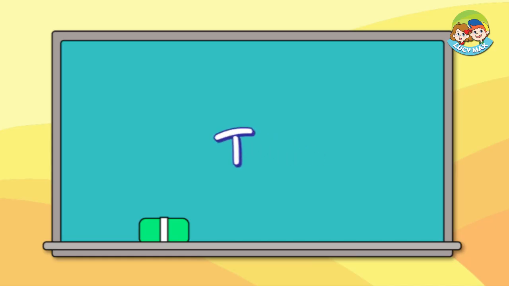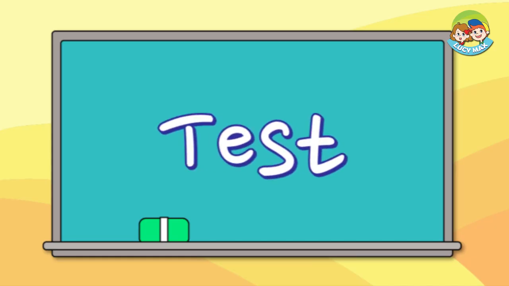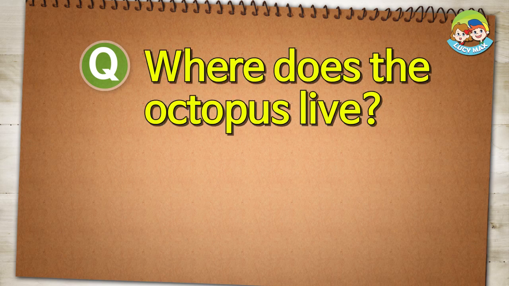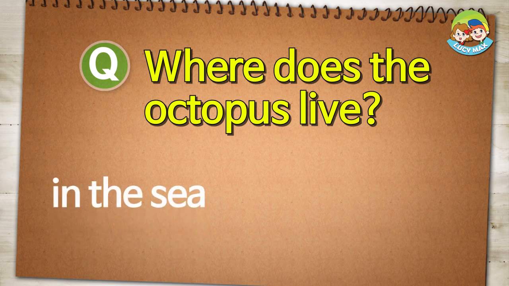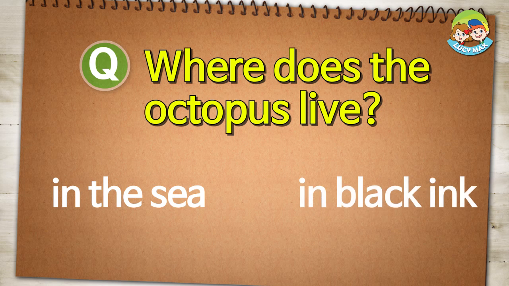Now you will take one more quiz. This will show your understanding of the reading. Let's begin. Where does the octopus live? In the sea. In black ink.